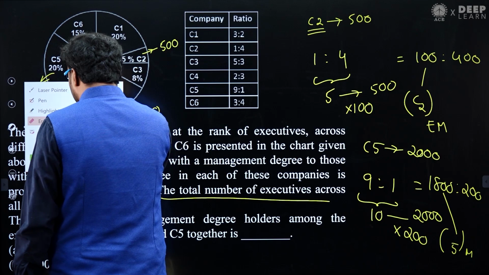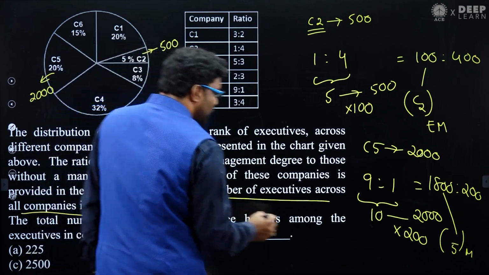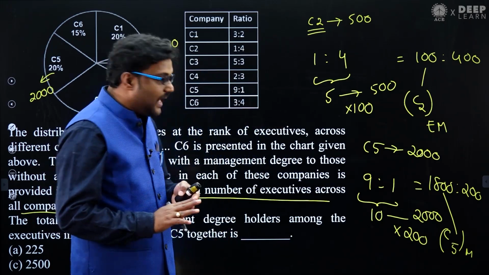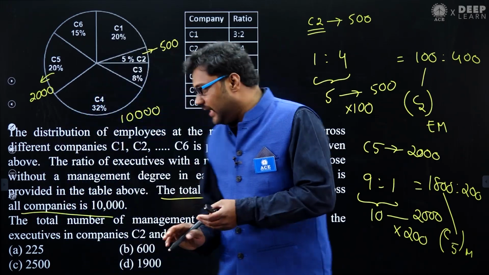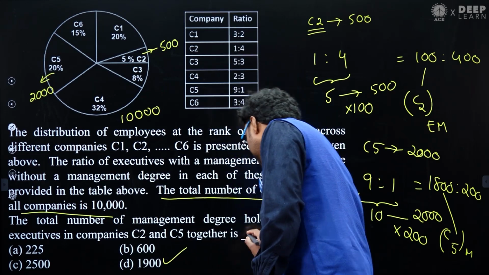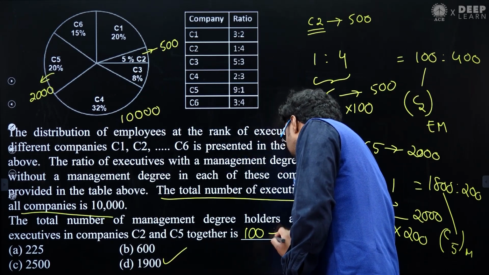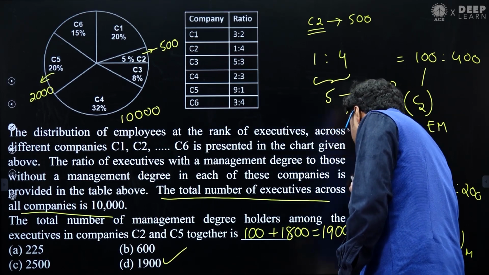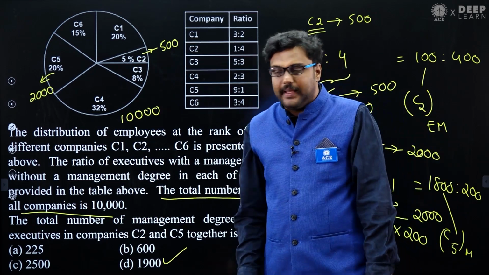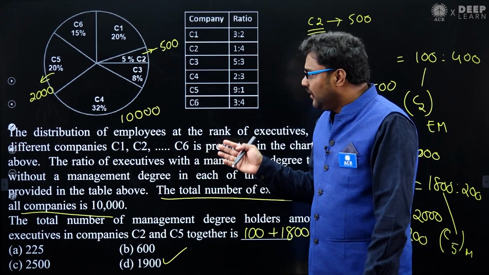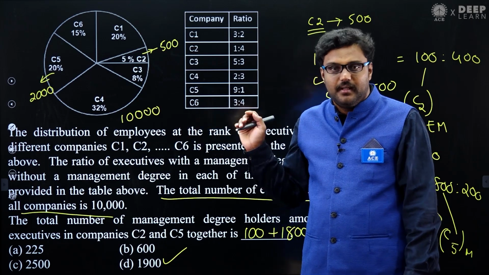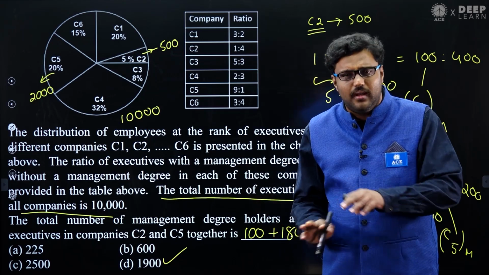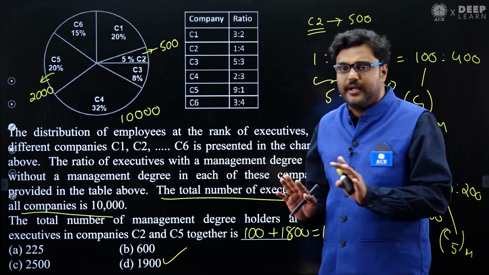So now I think we are done with the question, right? Company 2 and company 5 together, the number having a management degree is 1900: in company 2, 100, and in company 5, 1800. Together we get 1900, my dear friends. Got it? This is a question related to data interpretation. Two diagrams are given, a pie chart and a table. Don't do all the calculations. What is required for us?